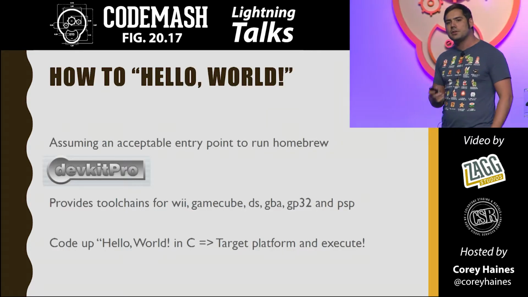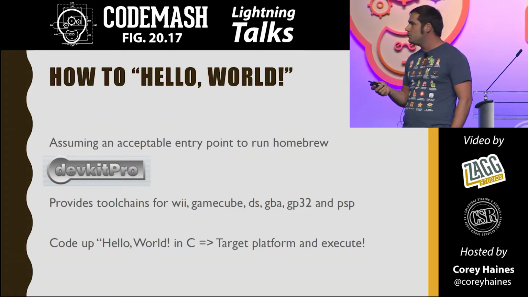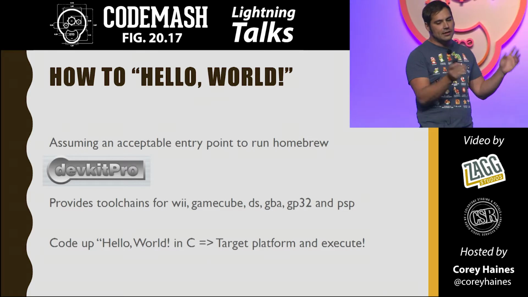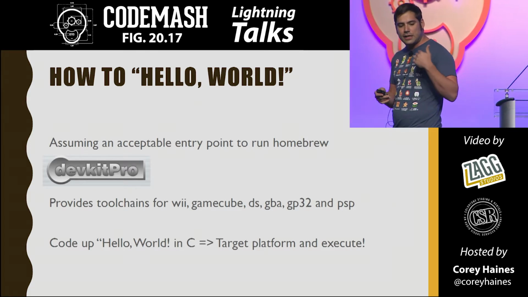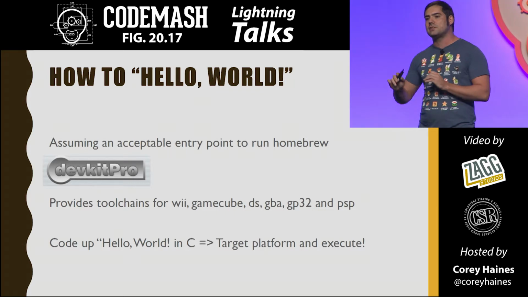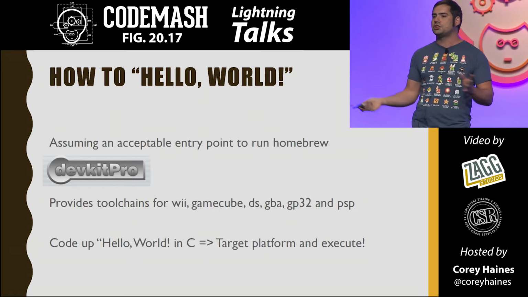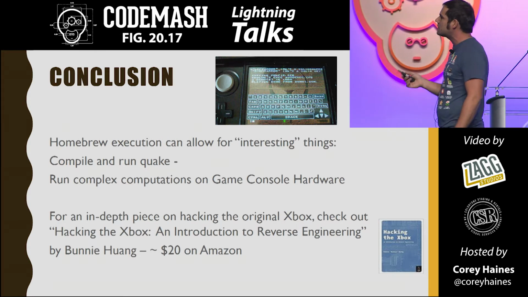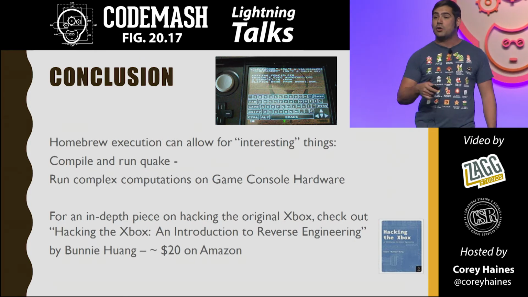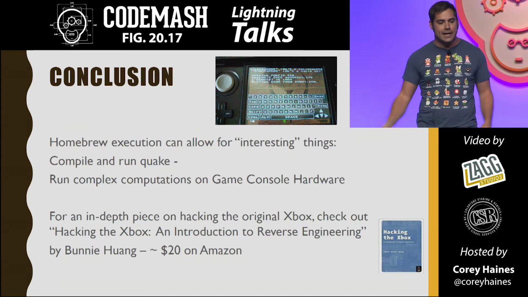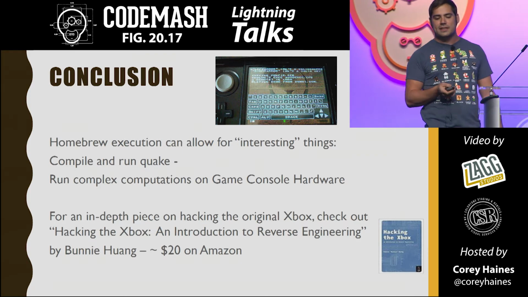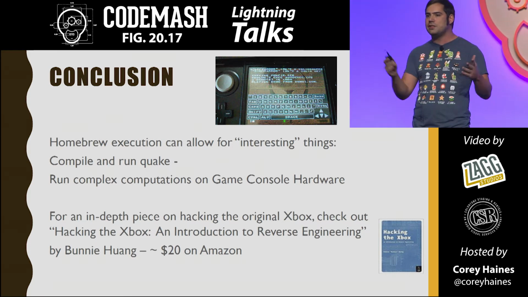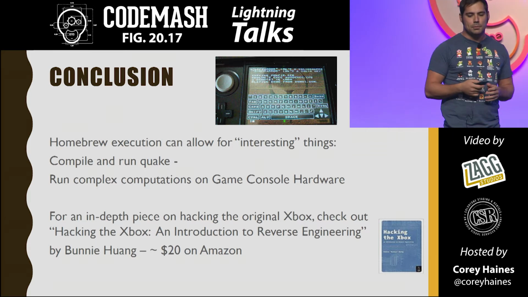So you might be wondering, all right, I've got access on a console, how do I do that? Well, there's a nice toolchain available called devkitPro. You just go download this, build it, and it's going to give you a toolchain that will allow you to simply write some C code, choose your target platform, get your shell access, and execute. So the conclusion, why would you want this? Well, Homebrew execution allows interesting things like running Quake on a Nintendo 3DS. You're not supposed to do that. Also, being able to do complex computation on game console hardware. You may have heard about Folding@home, solving the protein folding issue on the original PlayStation 3.